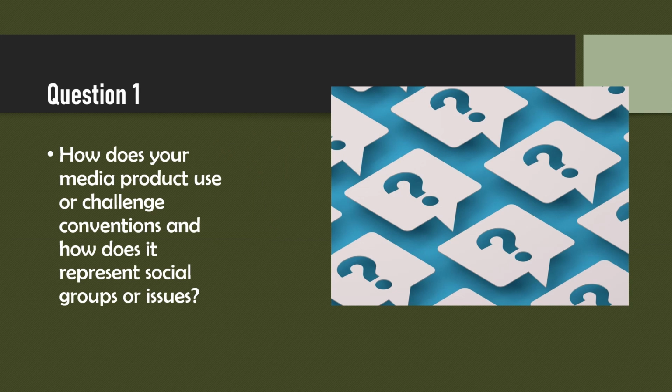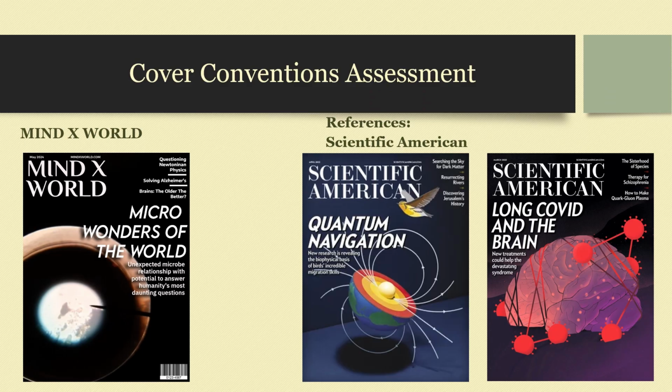So the first question asks, how does your media product use or challenge conventions, and how does it represent social groups or issues? For my cover, my main image is actually a partial colony of bacteria under a microscope. I chose this photo for the main image because in my research of typical covers in the genre, I found that the main images are usually something that's visually intriguing and not commonly seen in everyday life. I felt that this photo matched that description and that it would do well to, say, attract a passerby in a store. I made the main image also take up the entire cover as seen commonly in my references on the right.